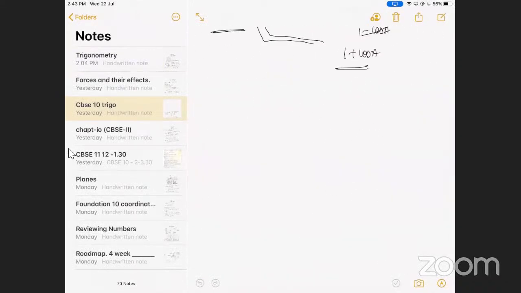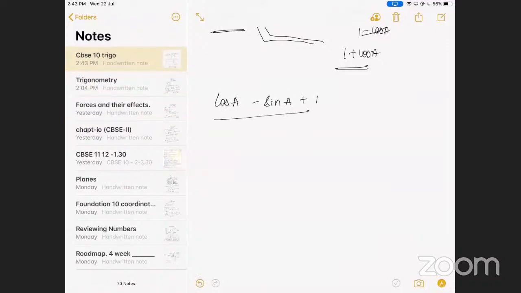Yeah, what's the fifth question? It's cos A. Can you guys see the screen? Yes, sir. Cos A minus sin A plus 1 upon cos A plus sin A minus 1 is equal to cosec A plus cot A. Okay, fine. We need to prove cosec A plus cot A. In the question, I had given you the hint also, right? Haven't you tried that?